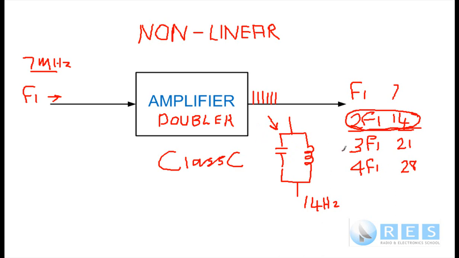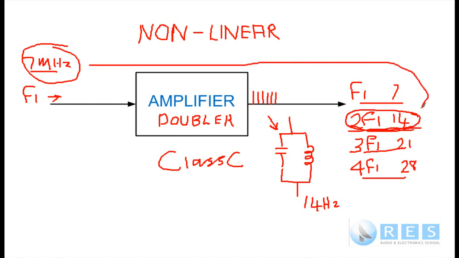Doublers, triplers and quadruplers are just Class C amplifiers with a tuned circuit in the output to enhance one of the harmonics, either the second, the third or the fourth. We don't normally go above 4. And we do that to change a frequency from one frequency to another. In this case, we were changing 7 megahertz to 14 megahertz by using a doubler.